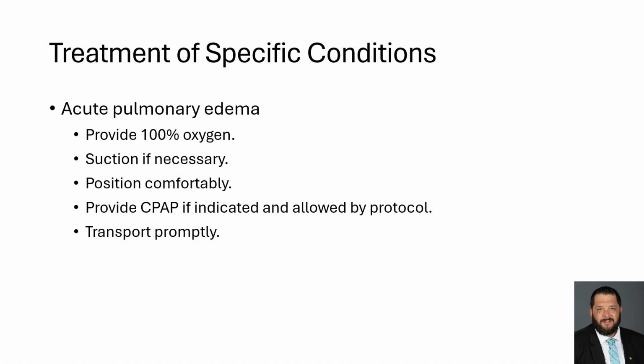When we talk about treating acute pulmonary edema, these are patients often with a history of congestive heart failure and are presenting with that coarse rhonchi or fluid sound in the lungs. We can suction these patients if necessary, if there's fluid directly in the airway. But most commonly, the insult will be in the lower portions of the lungs, and suctioning either won't be needed or beneficial. Position the patient comfortably and provide CPAP if it's indicated and allowed by your protocols or guidelines.